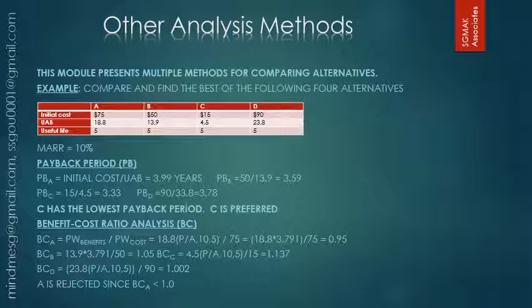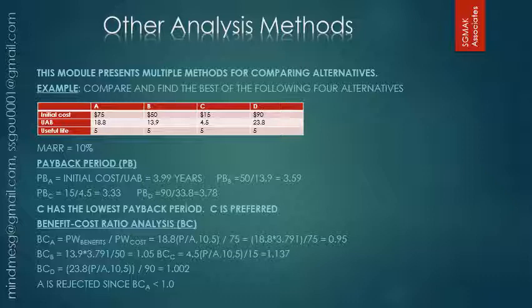So we got alternative A, B, C, and D. For each one, initial cost, uniform annual benefit, and useful lives are given. Useful life is the same for each alternative. Desired rate of return is 10%. So let's look at payback period first.